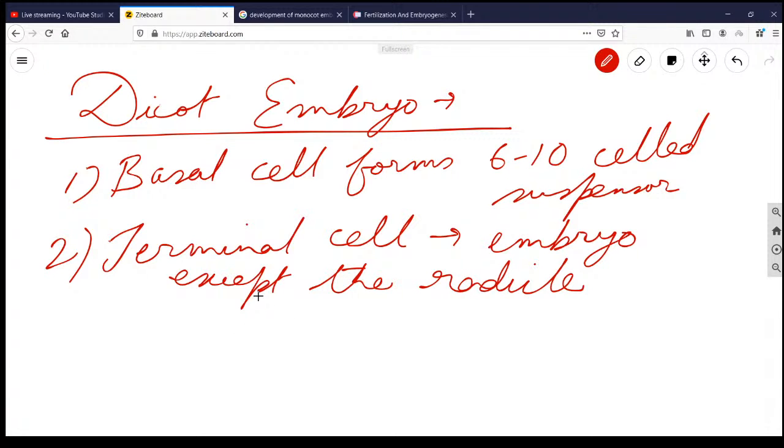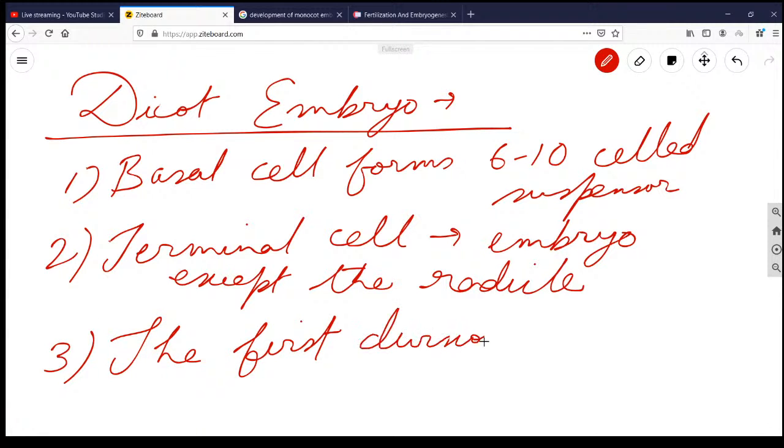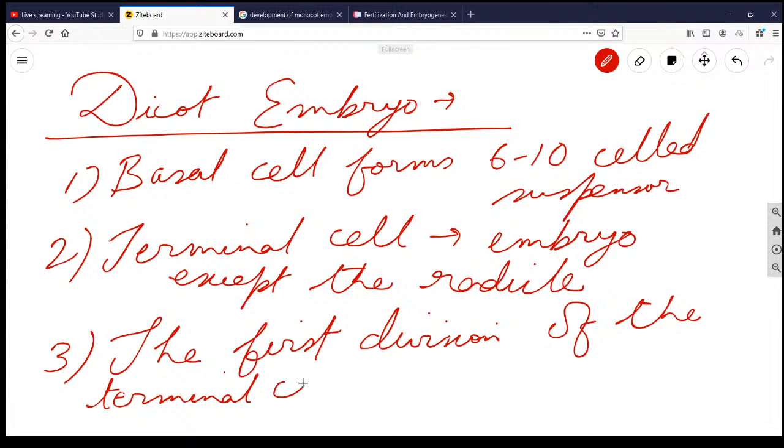Point number three, the first division of the terminal cell is generally longitudinal, that I told you. The first division of the terminal cell is generally longitudinal. Okay.